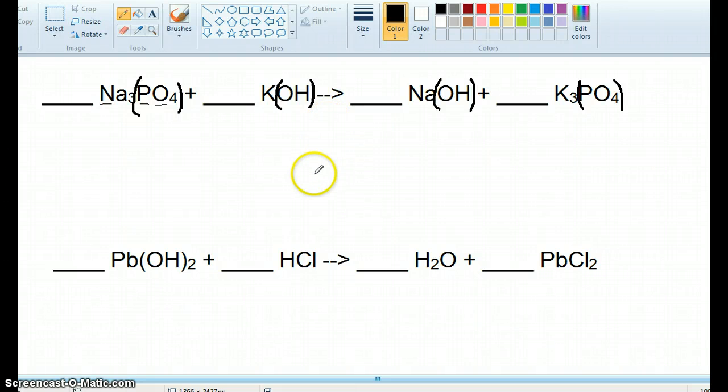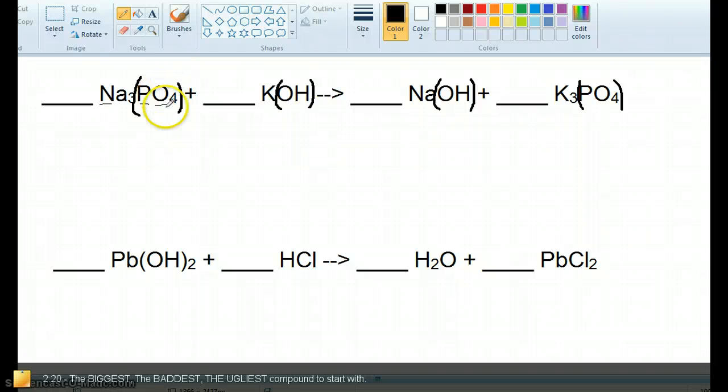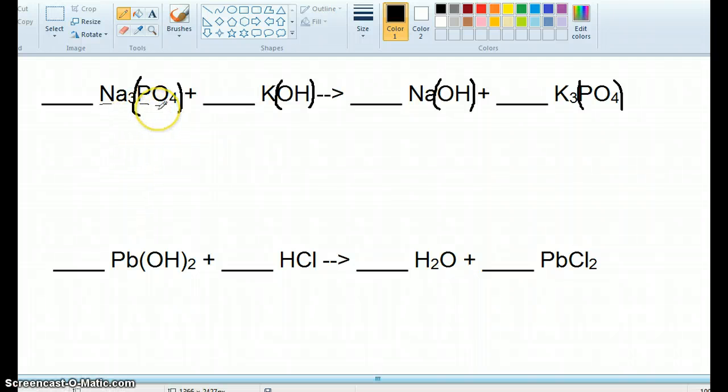So I will look for the biggest, the baddest, and the ugliest looking compound to start with. That's always going to be the one that's got the most subscripts, the most letters, and it just looks like it's the most intimidating one. So I'm going to start here with Na3PO4, sodium phosphate.